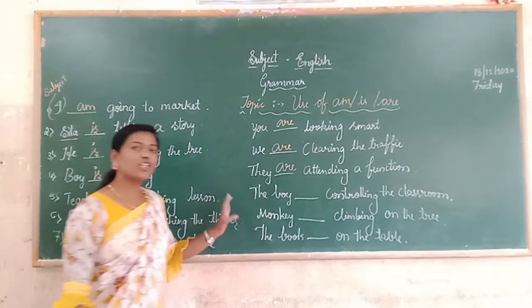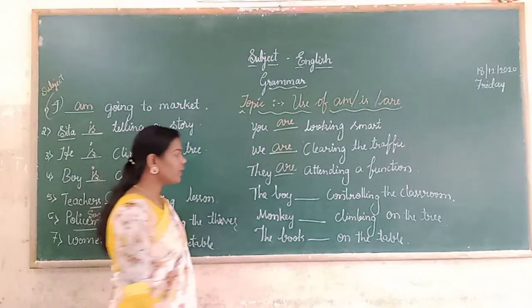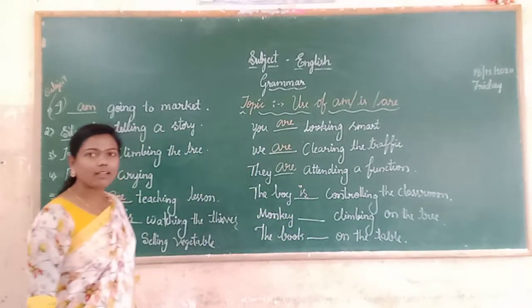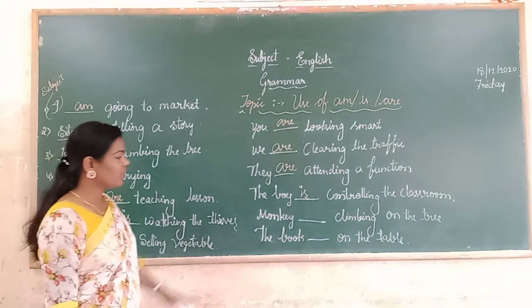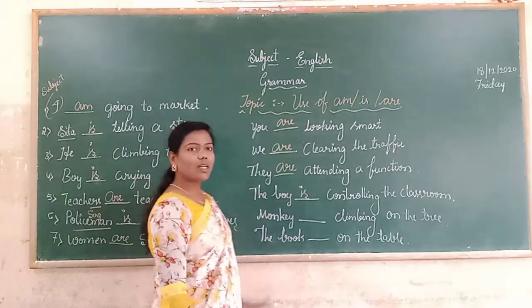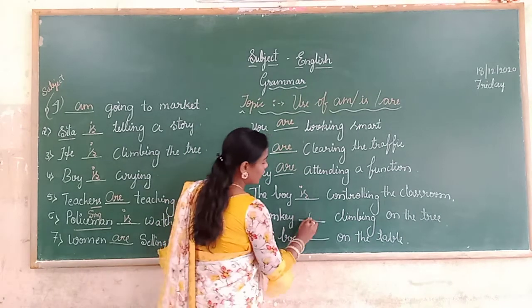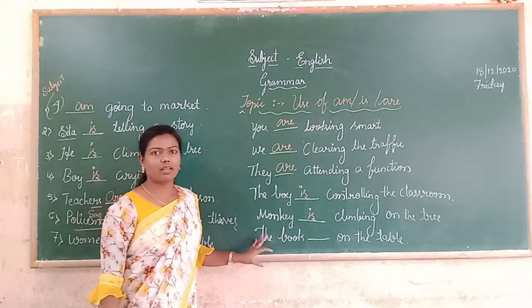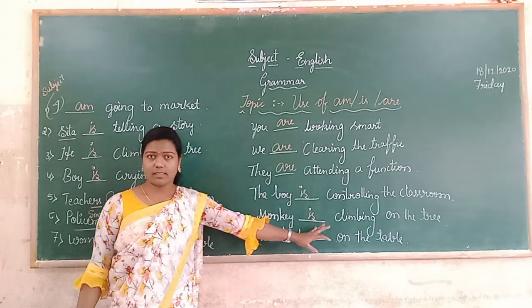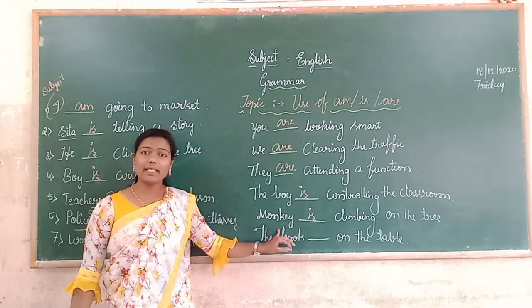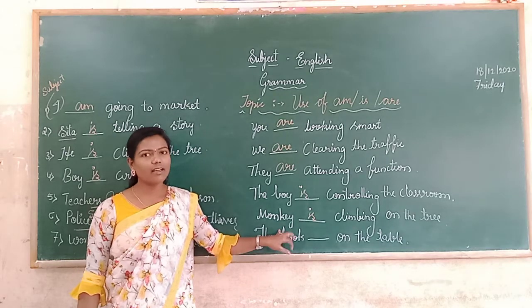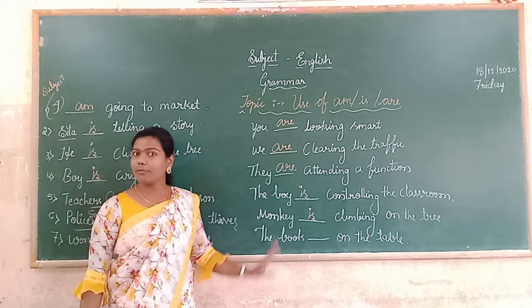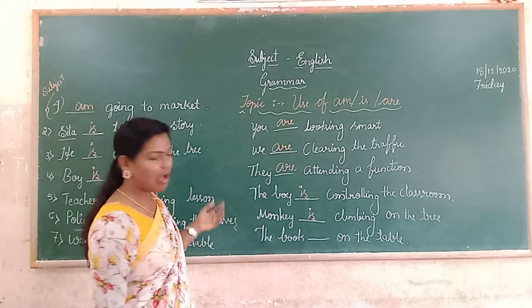The boy is controlling the classroom. How many boys are there? Only one boy. Okay, monkey dash climbing on the tree. Monkey is. I wrote only monkey. Only one monkey is there. So I use is. If I wrote the monkeys, what do you fill there? Are. Okay. If the subject is singular, we use is. If the subject is plural, we use are.